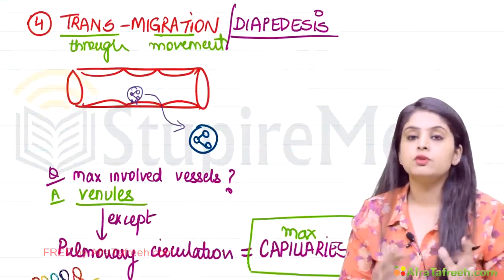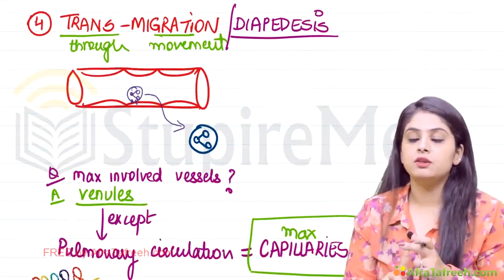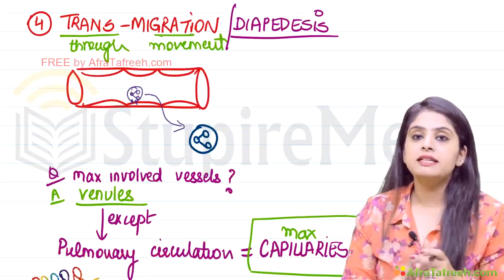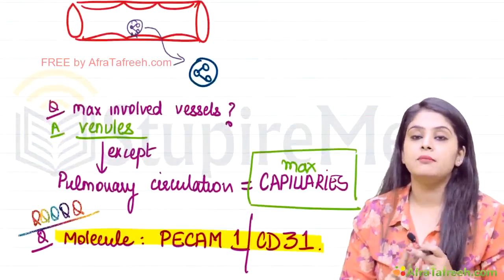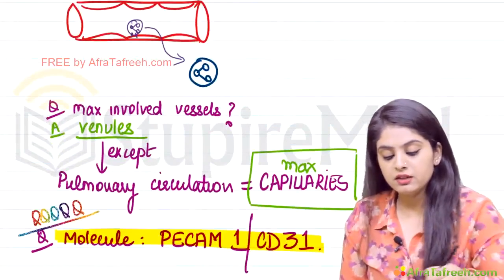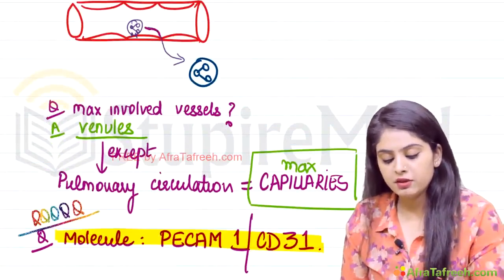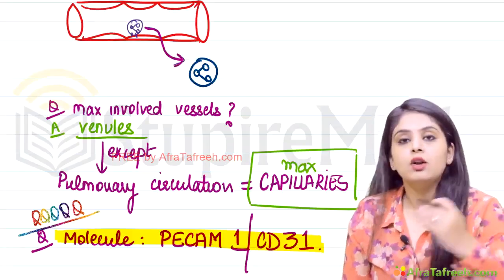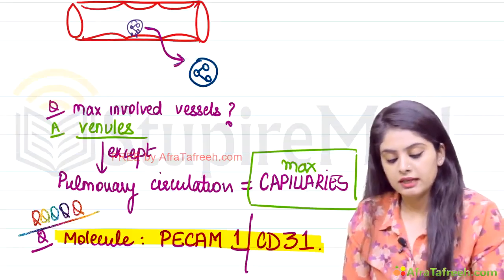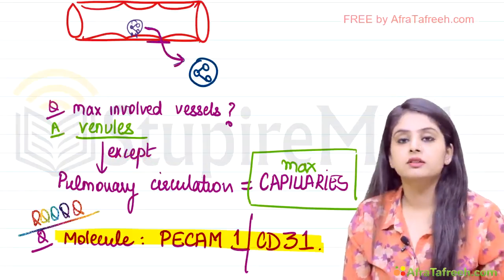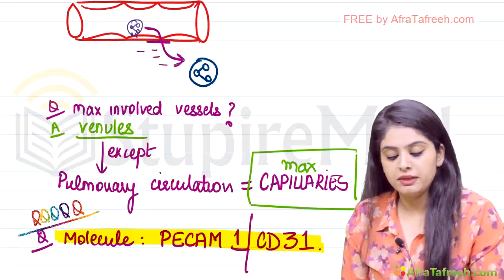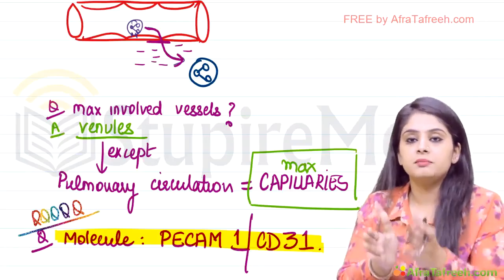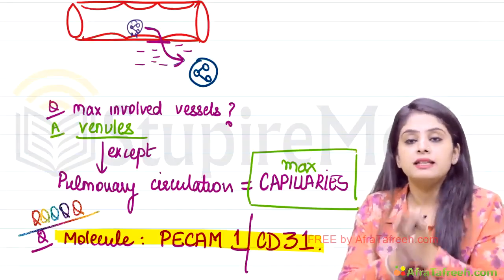Now students, two questions you've done: maximum venules, in the lungs capillaries, molecule CD31 also known as PECAM1. But you need to understand a concept that if a cell is coming from inside to outside, it has to break a lot of barriers in between, like the basement membrane over here, a lot of extracellular matrix over here. Only then it can come out. It has to make its path, it has to pave its path and then come out.